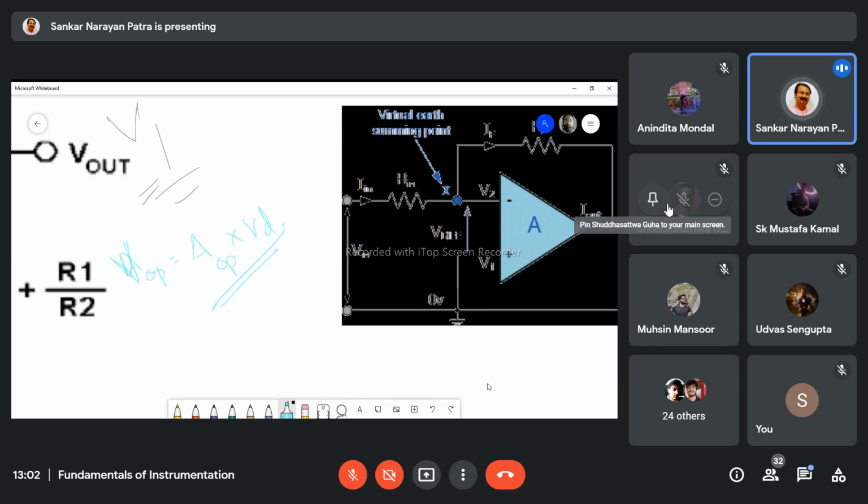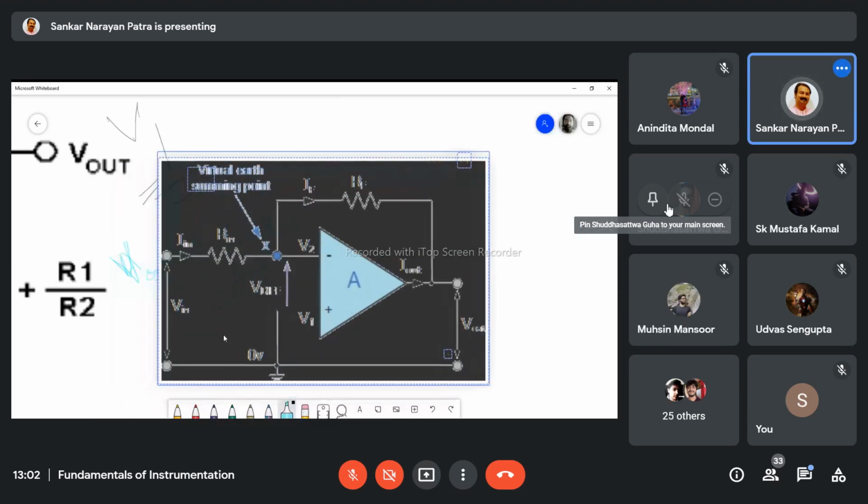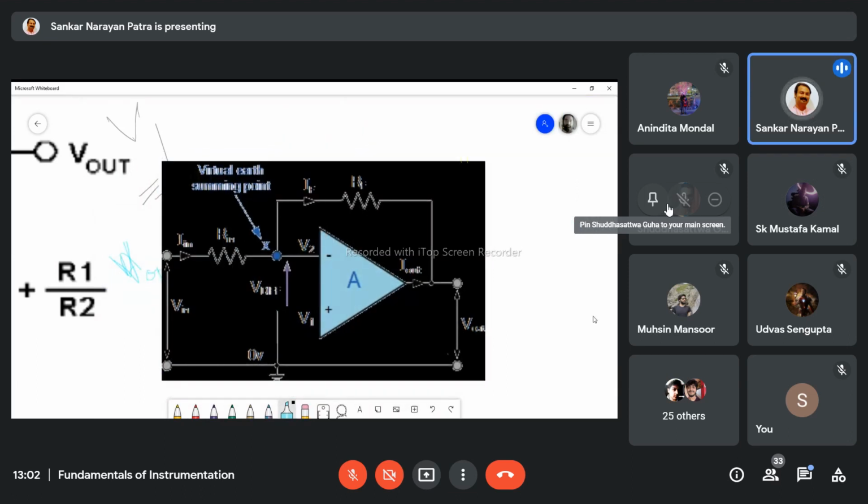Now in case of a closed loop connection, we will find there is a resistance between the input terminal and the output terminal. And there is also a resistance before the voltage input. That is a particular summing point, called the summing point or node.